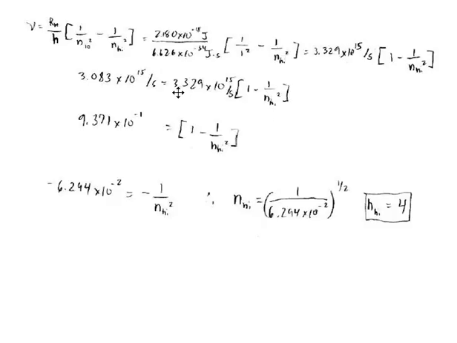You can divide both sides by 3.329 times 10 to the 15th per second and find that there is a unitless value that now equals 1 minus 1 over n high squared. If you subtract the 1 from both sides, you'll find that both sides are equal to a negative number that goes away, and you can actually solve out algebraically that n high is equal to 4.